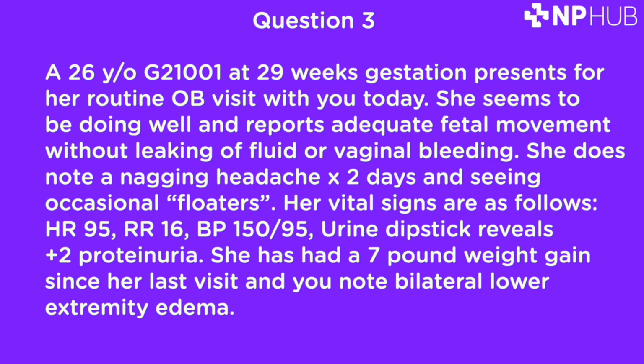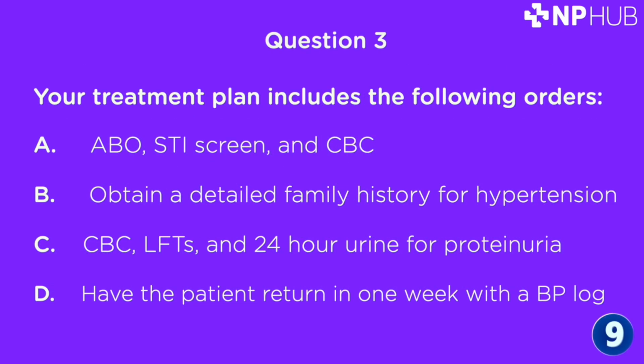Question 3. A 26-year-old G21001 at 29 weeks gestation presents for her routine OB visit with you today. She seems to be doing well and reports adequate fetal movement without leaking of fluid or vaginal bleeding. She does note a nagging headache for 2 days and seeing occasional floaters. Her vital signs are as follows: heart rate 95, respiratory rate 16, blood pressure 150/95, urine dipstick reveals +2 proteinuria. She has had a 7-pound weight gain since her last visit, and you note bilateral lower extremity edema today. Your treatment plan includes the following orders.